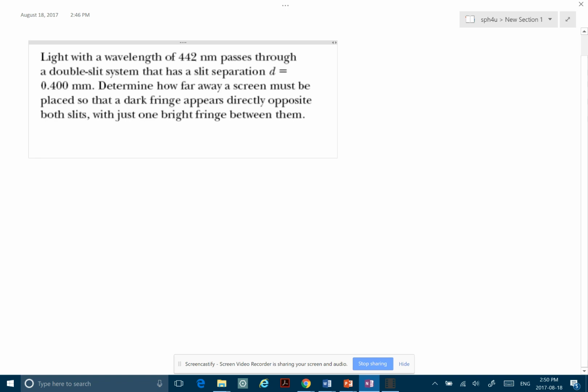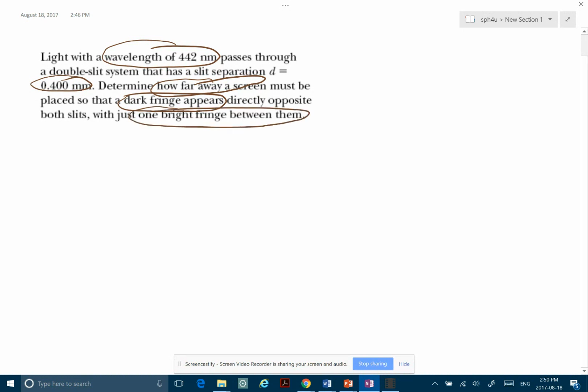Here's a problem that we're going to solve using the Young's double slit experiment format or template. We have a light with a wavelength of 442 nanometers that passes through a double slit system with a separation of 0.4 millimeters. And we want to determine how far away a screen must be placed so that a dark fringe appears directly opposite both slits with just one bright fringe between them.